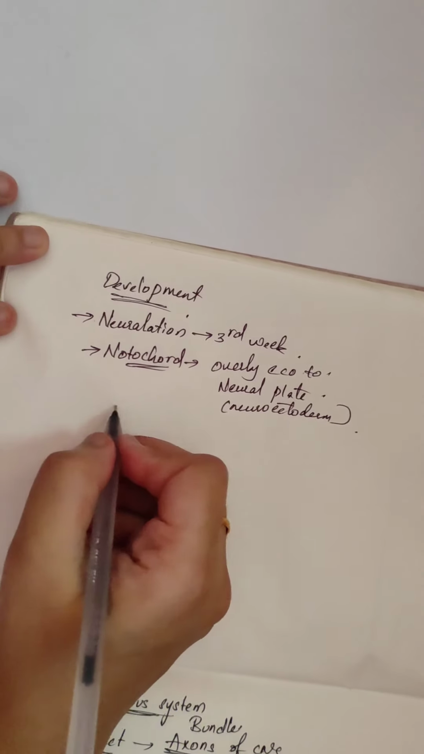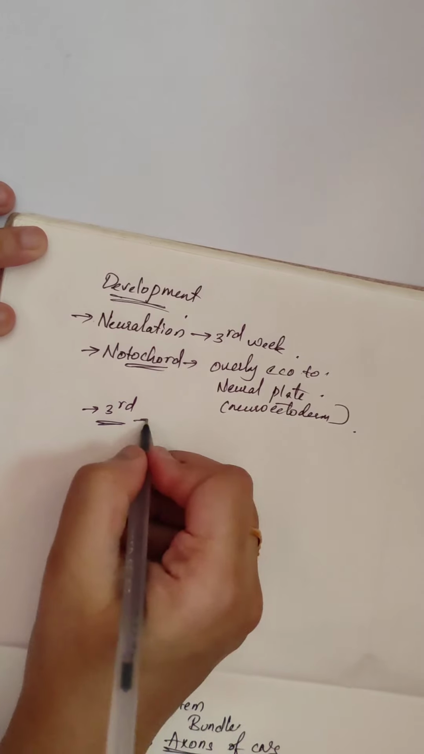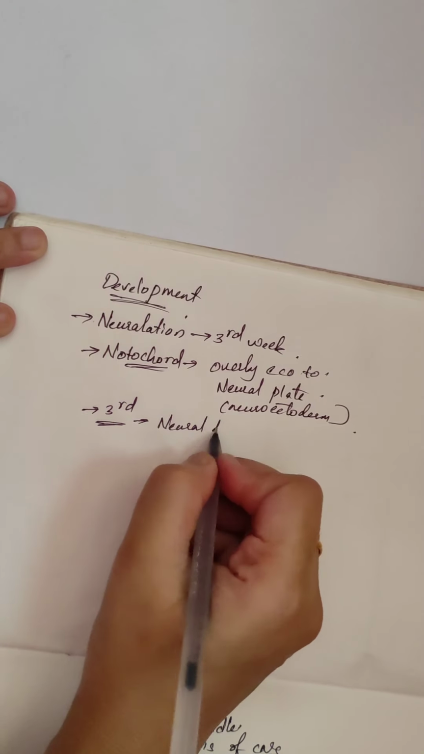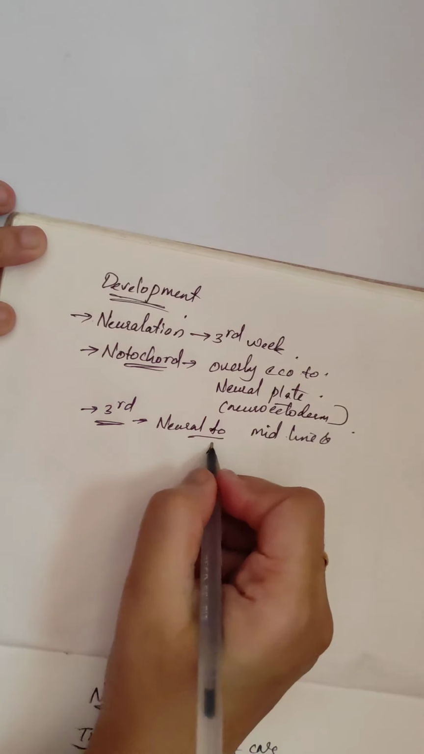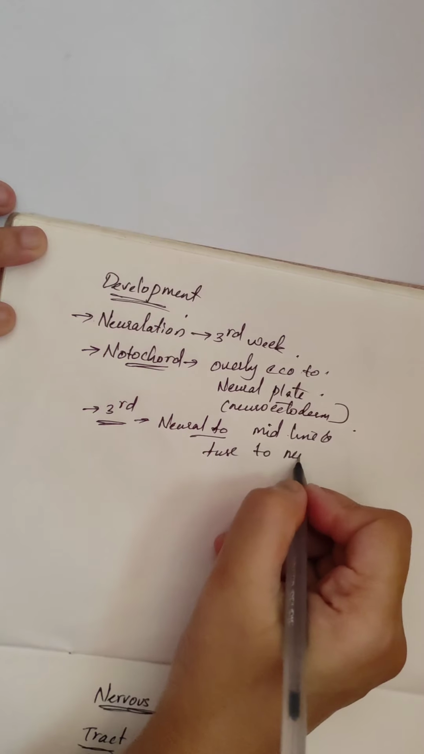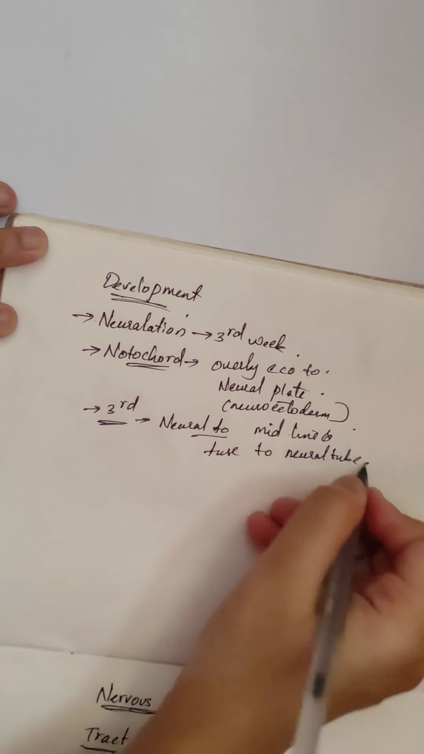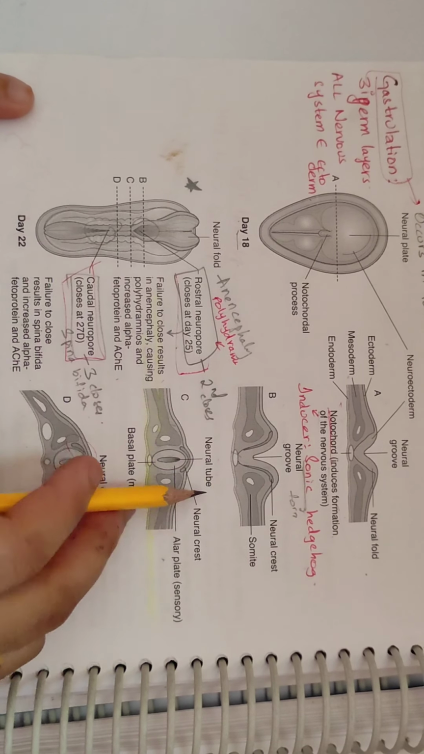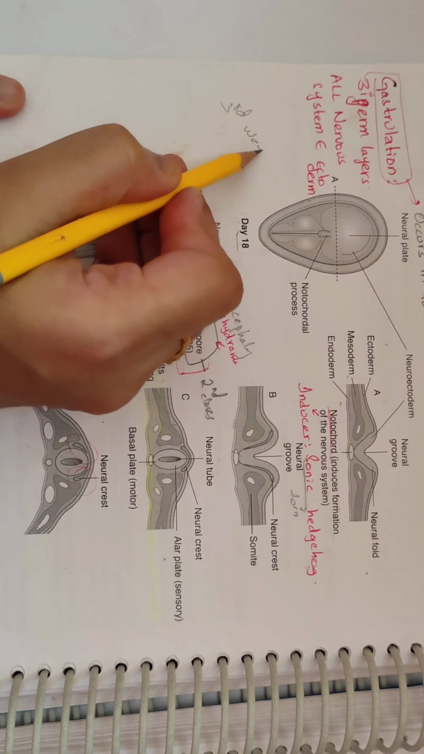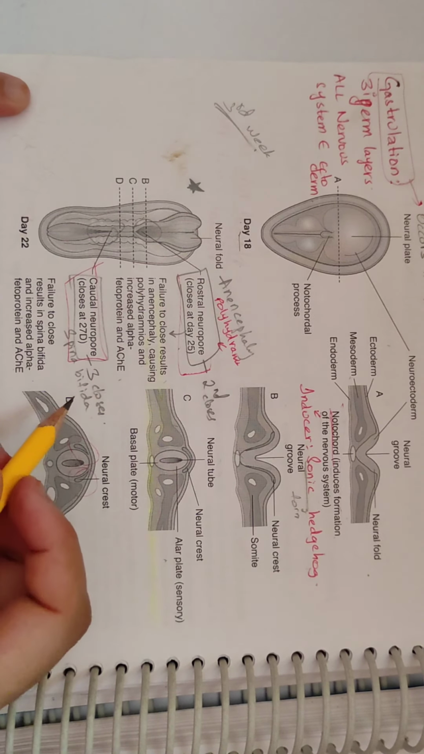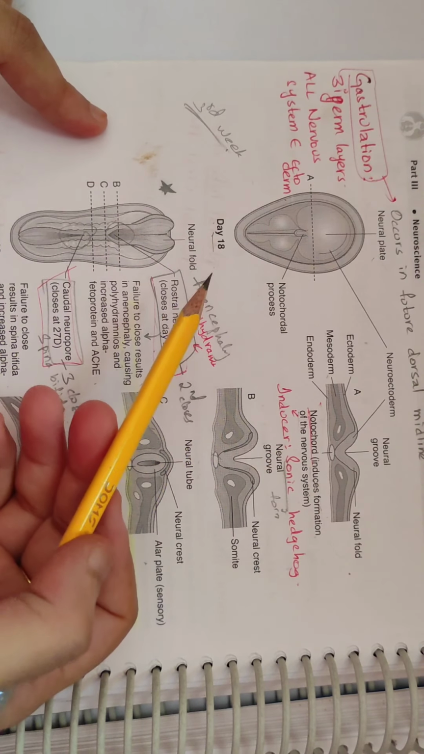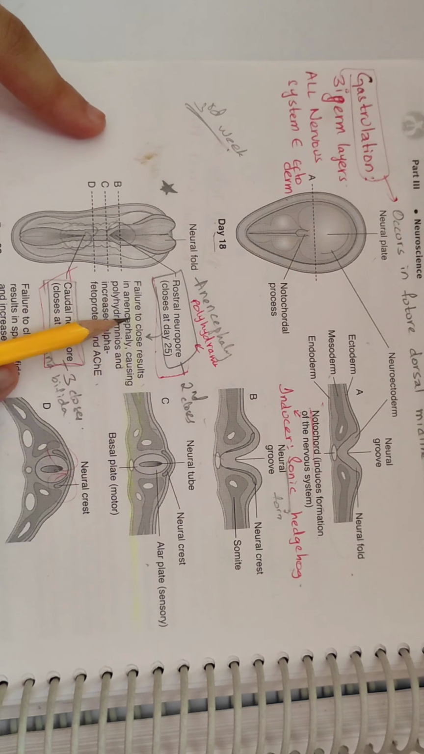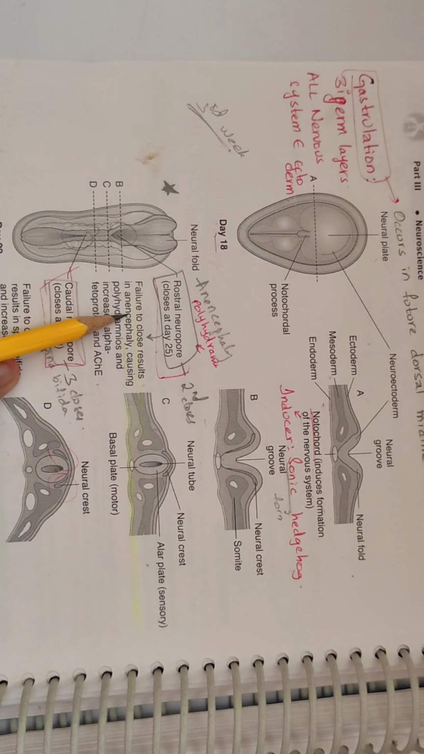So what happens by the end of the third week is that the neural folds grow in the midline and fuse to form the neural tube. I'll show you the pictures. So here are the pictures. What I told you is that neurulation occurs in the third week. What is neurulation? Neurulation is nothing but the folding process of the neural plate into the neural tube. That is neurulation.